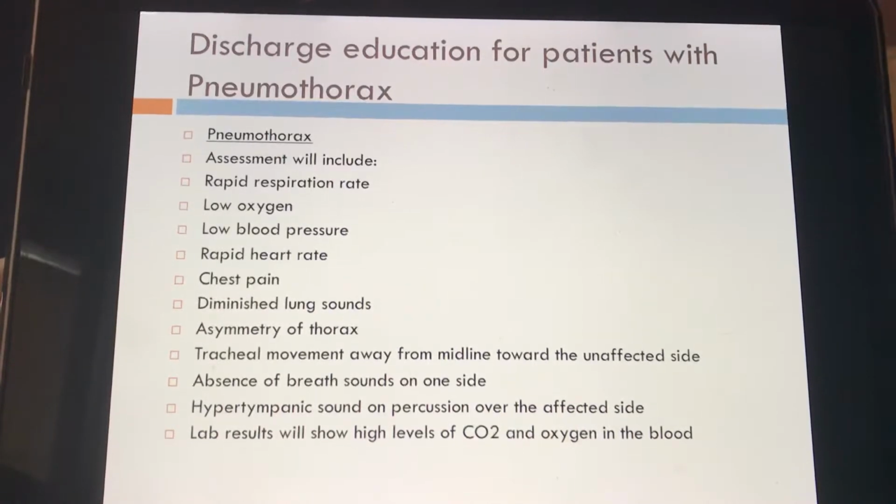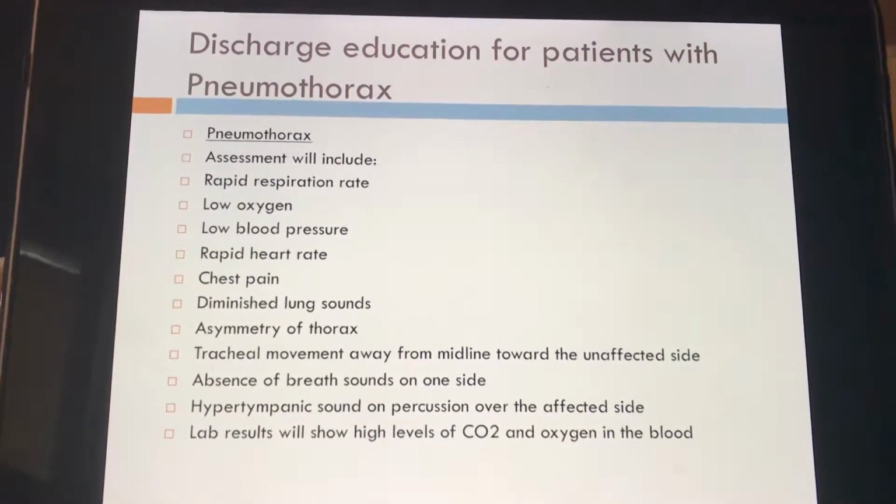For lab values, these patients also show high levels of CO2 and low levels of oxygen in the blood.